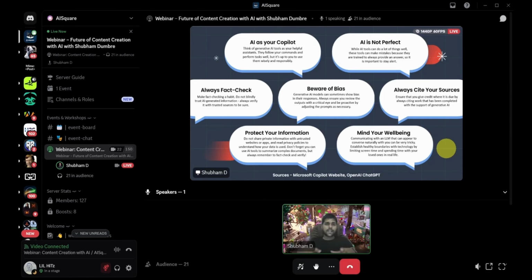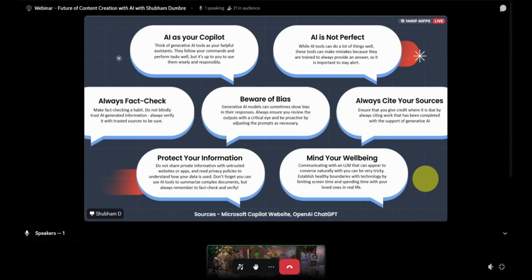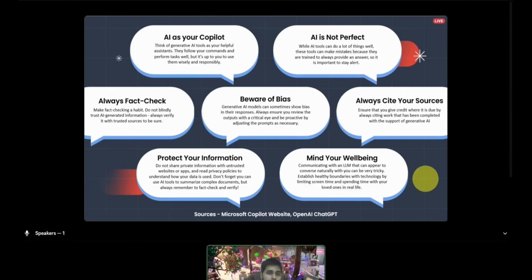So in a nutshell, I would like to say: make use of AI as your co-pilot, and AI can make mistakes. AI can be biased, depending on the training data on which it was trained. Again, there can be a knowledge cutoff with AI.